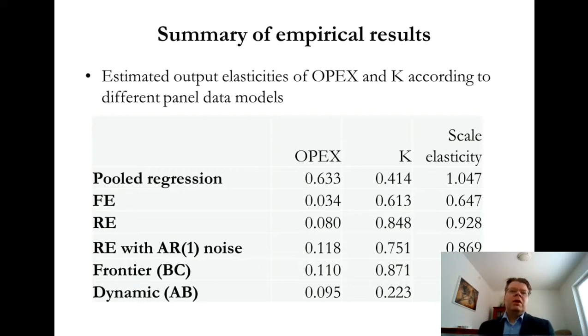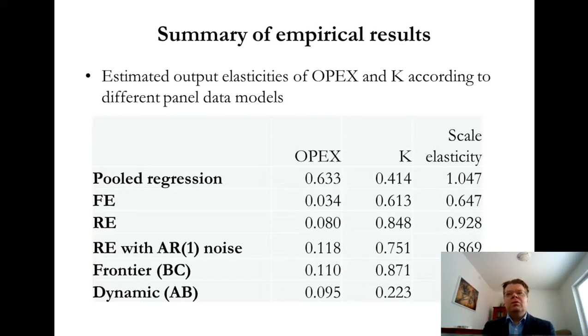And if I would try to think of which results of which model make most sense, then I would expect the scale elasticity in this kind of industry, we typically expect that there should be economies of scale. So in some sense, the results of the fixed effects model strike me as a little bit odd, because that would suggest that there's a really strong diseconomies of scale. And also this very small coefficient of operational expenditure is somewhat surprising.